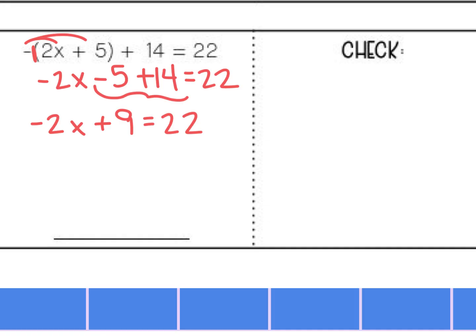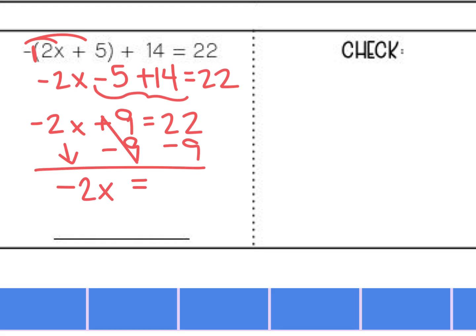And then we got to move the constant. What's the constant? 9. What are we going to do? We're going to subtract it. Again, when you bring this 2x down, make sure it's negative. What is 22 minus 9? 13. Last step.